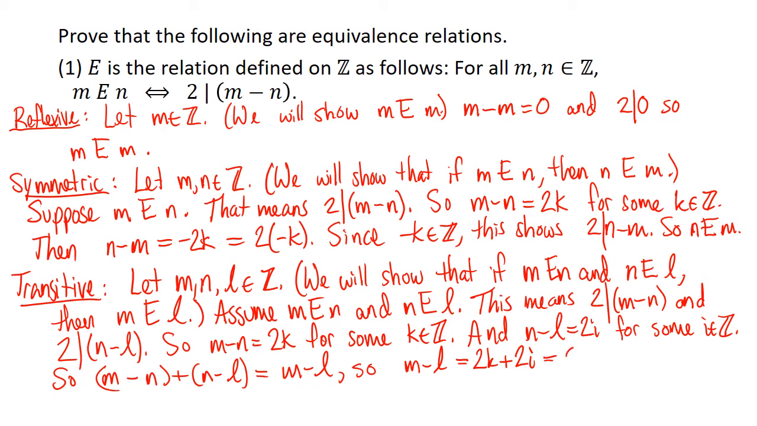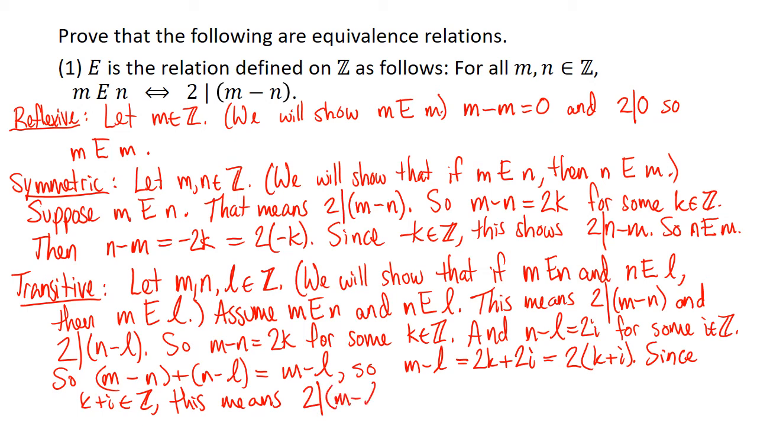Okay, and that is going to be a multiple of 2 because I can just factor a 2 out of it. So now I just need to argue that that means that 2 divides m minus L. So since k plus I is an integer, this means 2 divides m minus L. So m is related by E to L. All right, and that's what I needed to show. So at this point, I've shown all 3 properties, and I'm done.